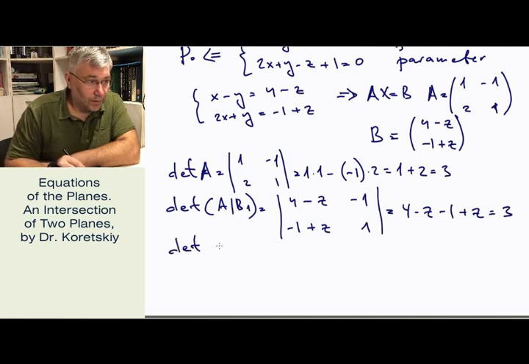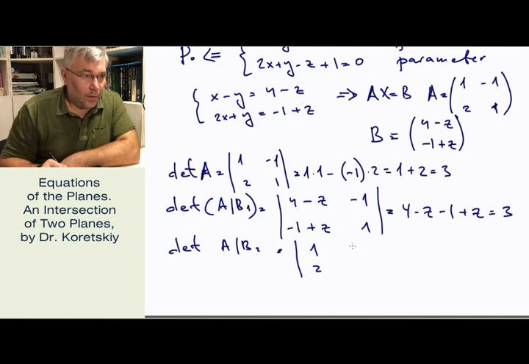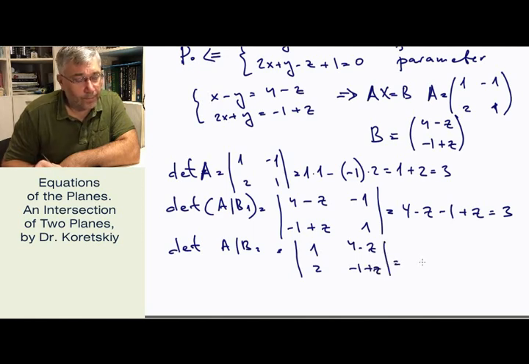And determinant AB2 gives 1, 2, 4 minus z, minus 1 plus z, and we have here minus 1 plus z minus 2 times 4 minus z, and it gives minus 8 plus 2z, and it gives 3z minus 9.